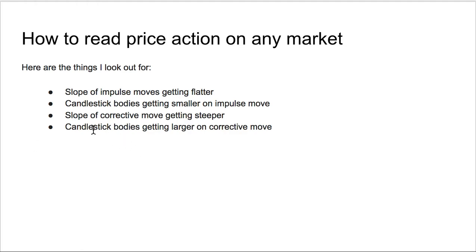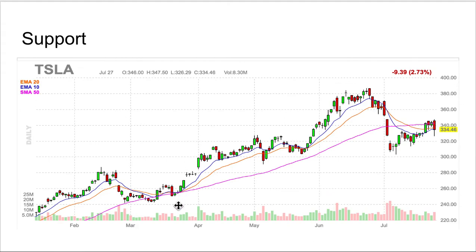And of course, if the candlestick bodies get larger on a corrective move, that is something you have to look out for. So let's look at these four things. In terms of the slope, if you look at this slope, it's pretty steep, so it means there are a lot of buyers sitting over here. Whenever you see a slope like this, you will probably see that this is a strong trend. You really want to get involved in these strong trends.